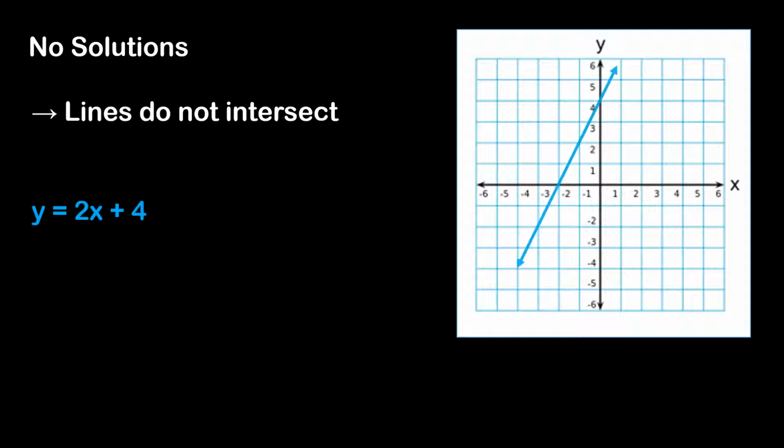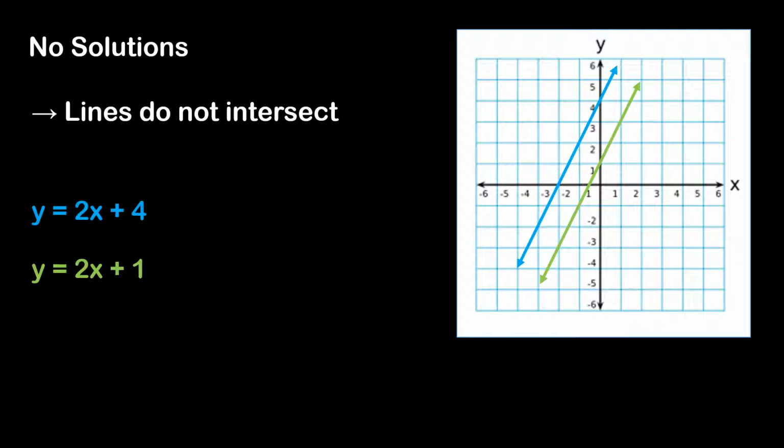So why don't we consider this first equation, y is equal to 2x plus 4. And let me graph this on the grid. And now I'm going to consider another equation, y is equal to 2x plus 1. Again, I will graph that line on the Cartesian plane. And now we have a system of linear equations. Now notice that these lines never intersect because they are parallel to each other. So we would say that this system of linear equations has no solutions.